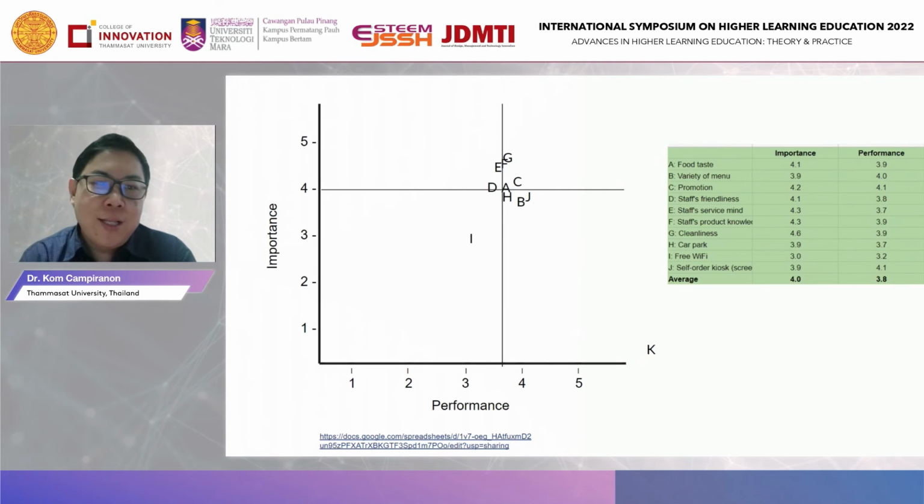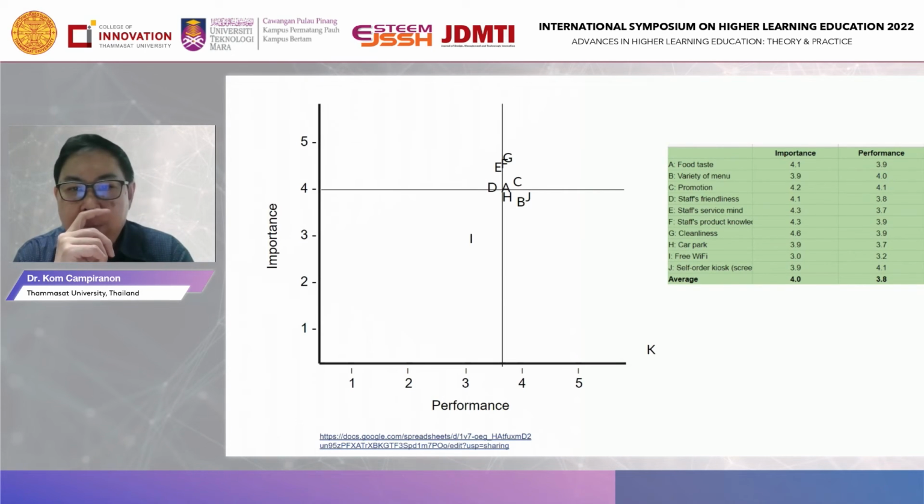Okay, so it means that customers don't care whether McDonald's has free Wi-Fi or not, and McDonald's is not doing well either, right? Maybe they don't have free Wi-Fi, or maybe their free Wi-Fi is very slow. So in that case, it means it's not important for the customer. Also, they're not doing well either, so we don't have to do anything about it. Just keep it the way it is, right? You don't have to worry.